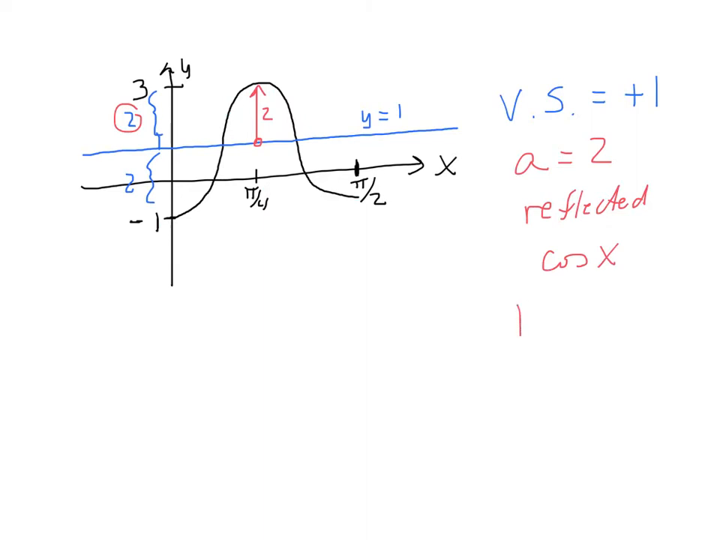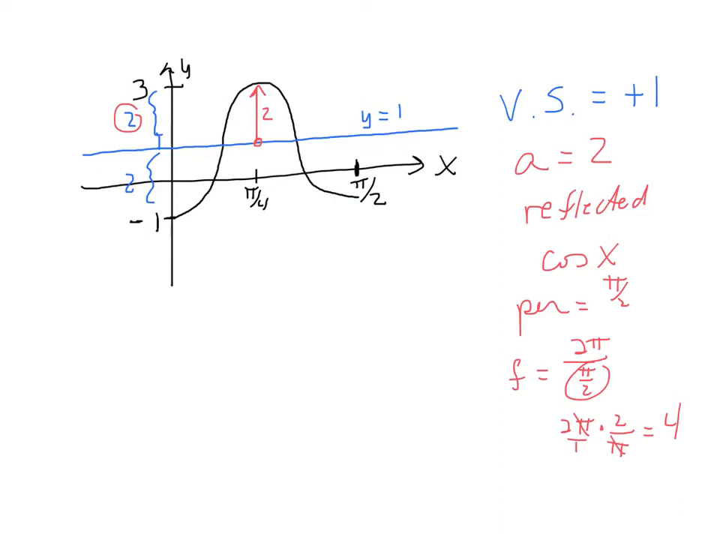Now, as far as the period goes, this graph ends at pi over 2. That means then that the frequency is 2 pi divided by pi over 2, which is the same as 2 pi times 2 over pi, because remember you multiply by the reciprocal. The pi's cancel, leaves me with a frequency of 4.